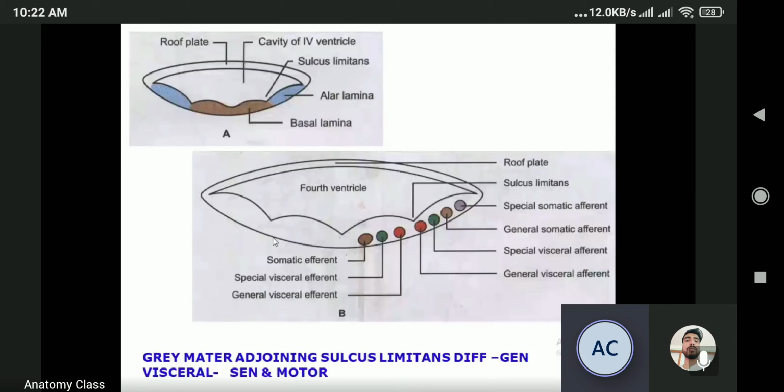What you have to remember is alar plate and basal plate, and you have to remember the afferents and the efferents. So, can you see? This is somatic efferent. This is special visceral efferent. This is general visceral efferent. Likewise, here is special somatic afferent, general somatic afferent. Just write E and then alter the E to A. But here is another, special somatic efferent, and general somatic efferent, special visceral efferent, and general visceral efferent. Then you have to memorize the nuclei which are present in these.